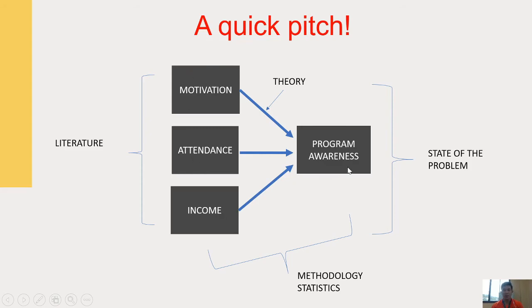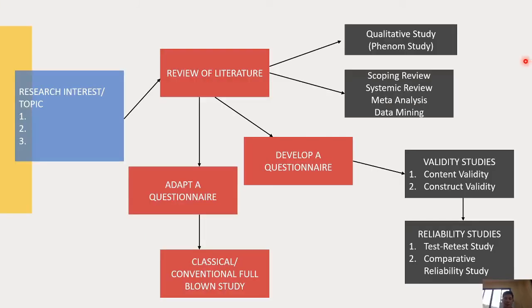So by looking at this, we can derive that motivation, attendance, income, and program awareness have a descriptive nature. So we can enlist number one, descriptive, and then next are the arrows, which means it is predictive or direct influence. So we could write predictive. And we could examine the level of measurement of these variables, and so we could decide on the appropriate statistical tool.